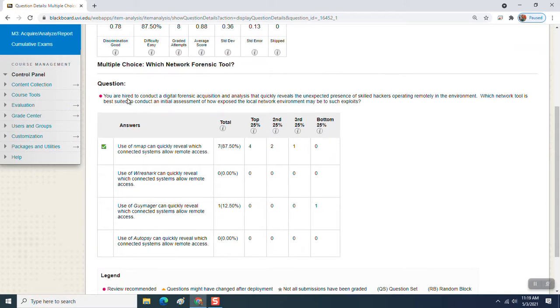Which network forensic tool? You were hired to conduct a digital forensic investigation. Evidently not everybody chose this correctly. There was one person. That quickly reveals the unexpected presence of skilled hackers operating remotely in the environment. Remotely is the key. So you have remote hackers, they're skilled hackers, and they're active in the environment. Which network tool is best suited to conduct an initial assessment of how exposed the local network environment may be to such exploits? Well, Nmap helps you look at what's going on with your clients in the network.